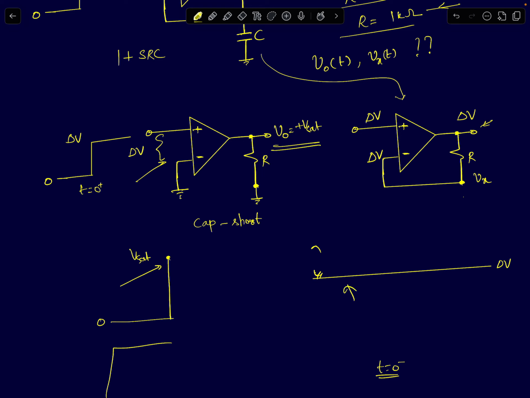Now how does it reach there? What happens in between? That's what we will do a more rigorous analysis for. Whether the output reaches delta V as a first order discharging, or does it go through an abrupt change somewhere? How does it reach delta V? That's what we are interested in knowing. So let's start the analysis.